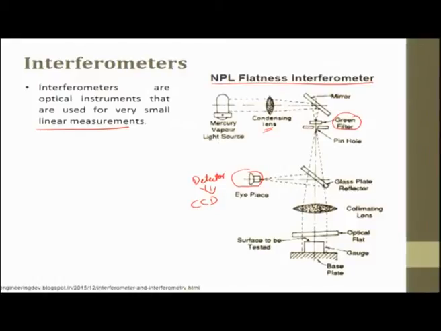The light hits here, then you have a collimating lens, and this hits an optical flat, and here is a gauge. This gauge is resting on a table. The surface to be tested is this one, and against it an optical flat is placed. So, the flatness of this surface can be measured by using this interferometric technique.